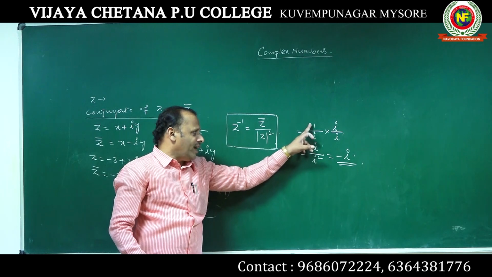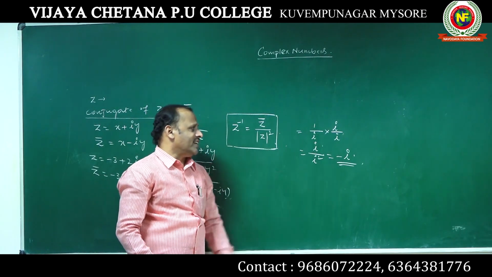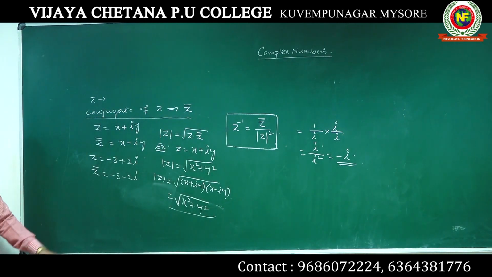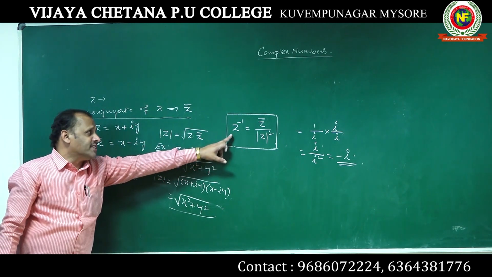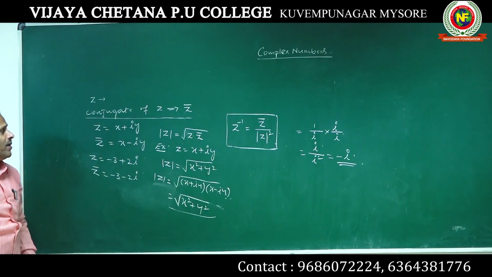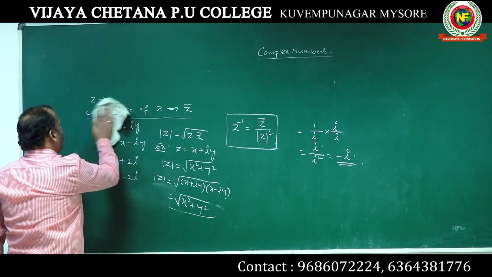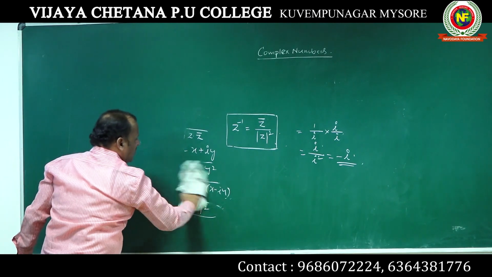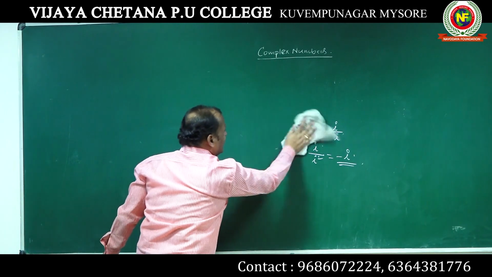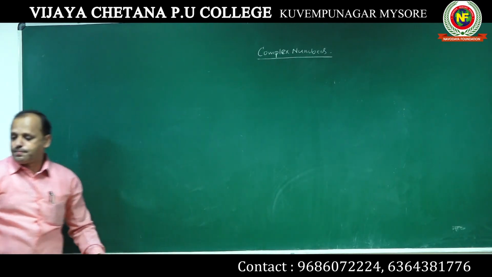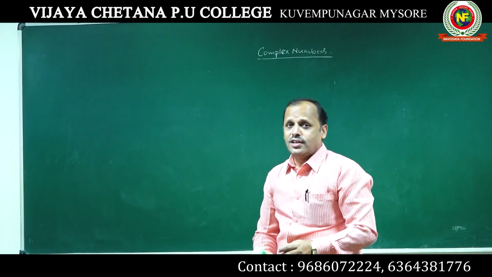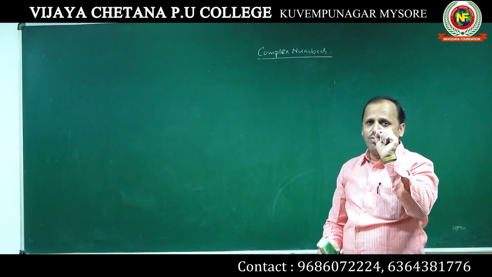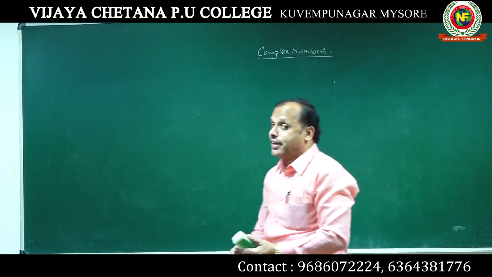In case of minus 1 by i, it is plus i. So this is the modulus form, as well as the conjugate form, as well as the z inverse, I mean the inverse of the complex number. This covers all the points related to imaginary numbers as well as complex numbers.